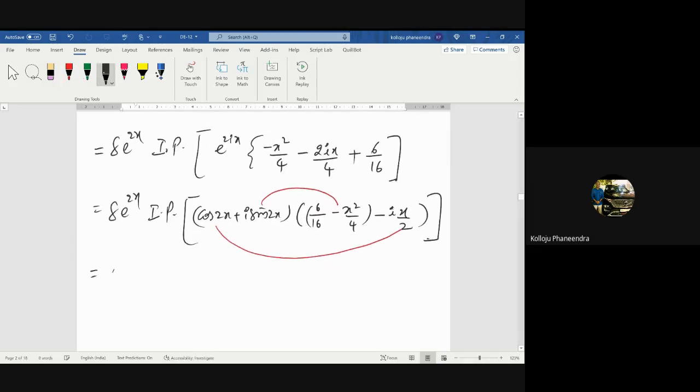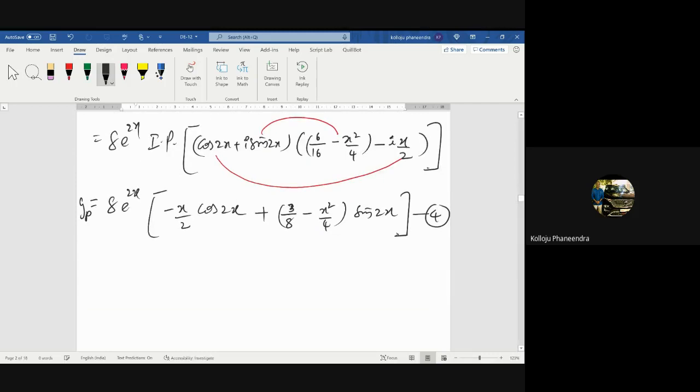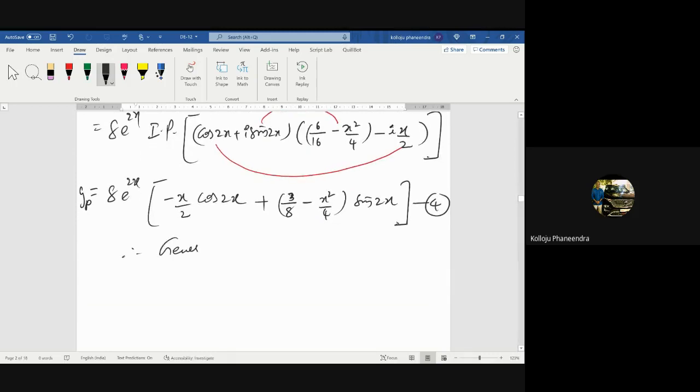So take the product. 8 into e to the power of 2x of what? First one is minus x by 2 into cosine 2x, and plus 6 by 16, which means 3 by 8, 3 by 8 minus x square by 4 of sine 2x. This is yp, equation 4. That's it. Therefore, the general solution is y of x equal to yc plus yp. You combine those two, yc plus yp. This is one problem.